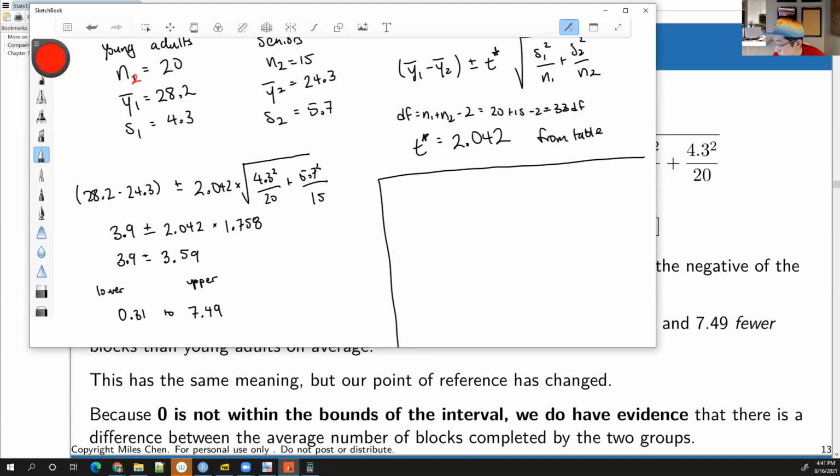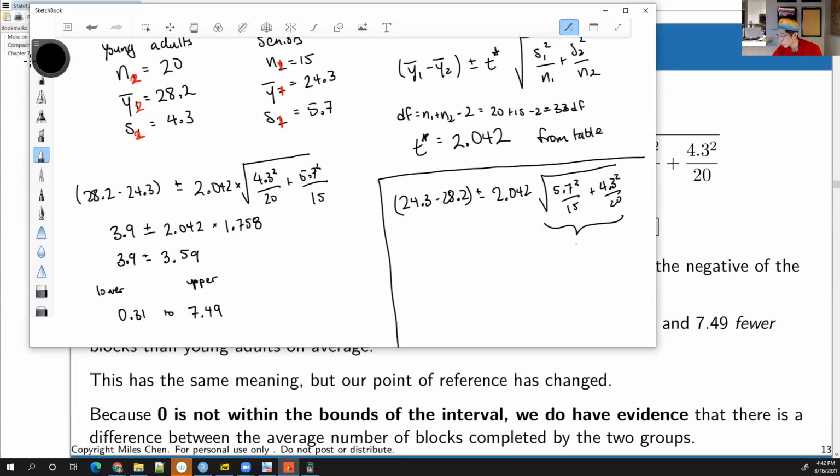Okay, so we're going to call this N2, Y bar 2, S2, and this would be N1, Y bar 1, and S1, okay? And then the answers would be the same, right? We're just going to do 24.3 minus 28.2, plus or minus, T star is still going to remain 2.042. And when you take the square root, we'll swap positions, 5.7 squared over 15 plus 4.3 squared over 20. But this ends up being exactly the same, right?